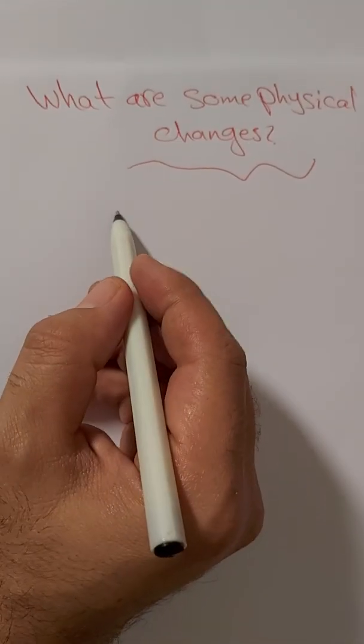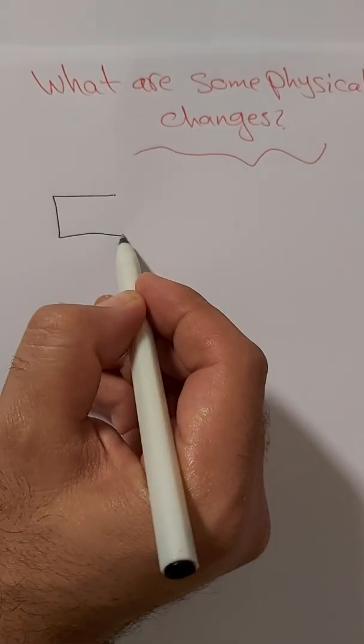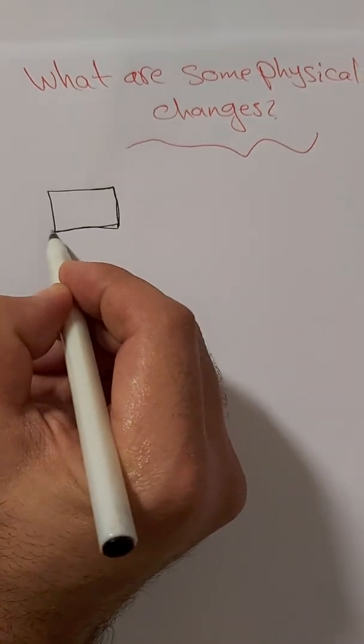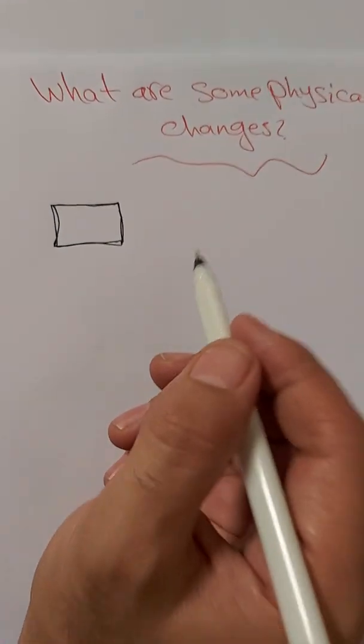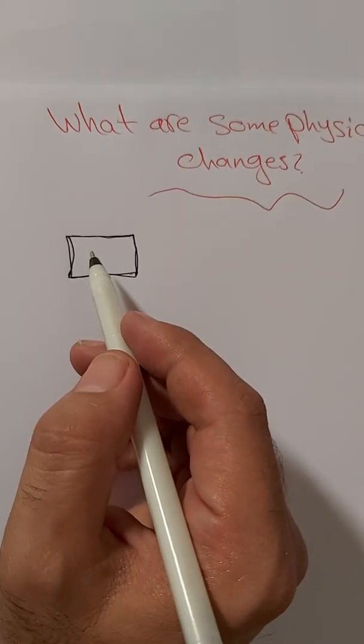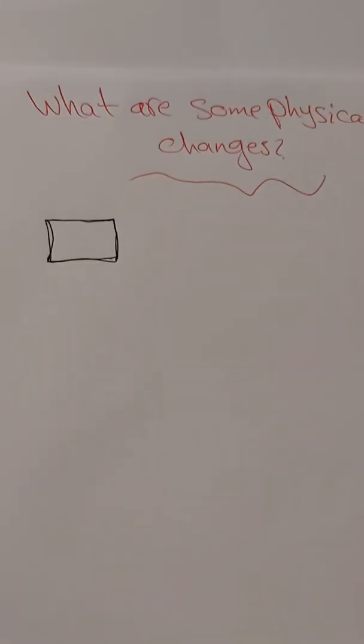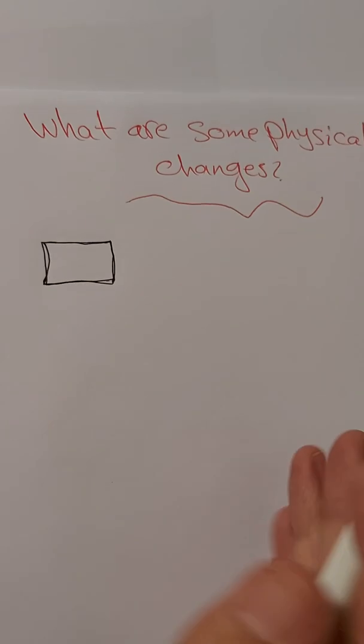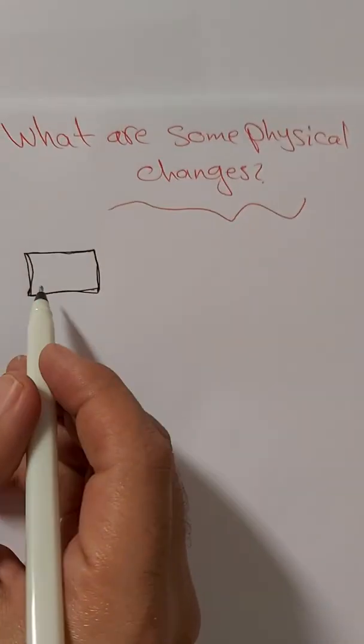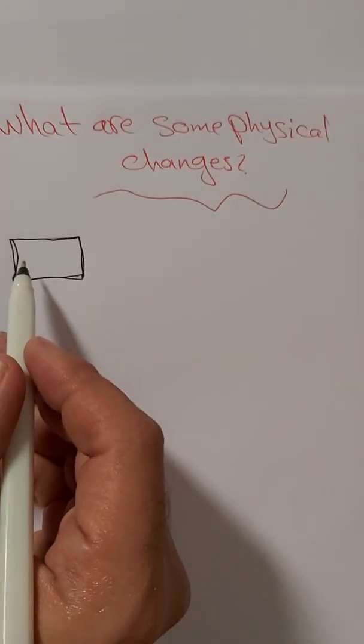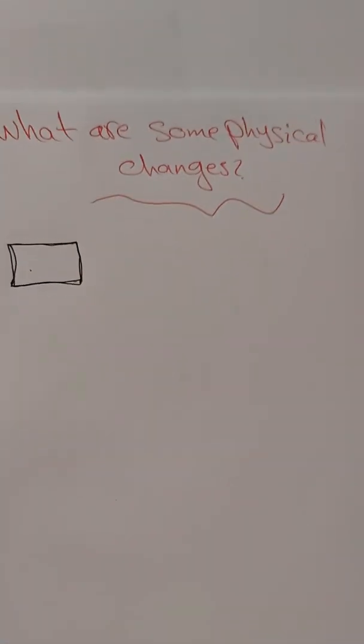So what is a physical change? A change in physical property means, listen, if we have an object, and physical means the appearance of this object, chemical means inside it, the bonds inside it. Physical means the appearance. For example, the shape of this object is a rectangle, like this paper, so this paper has a rectangular shape.